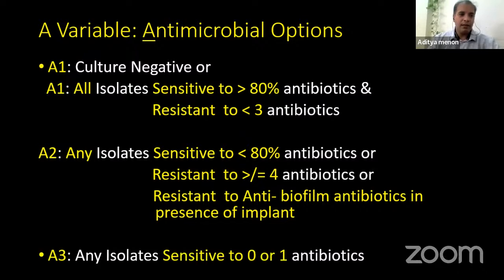A3 would be an organism sensitive only to one antibiotic, or a pan-resistant organism, and we are seeing this more and more often. So that would be the antimicrobial options going from least resistance to highest resistance.